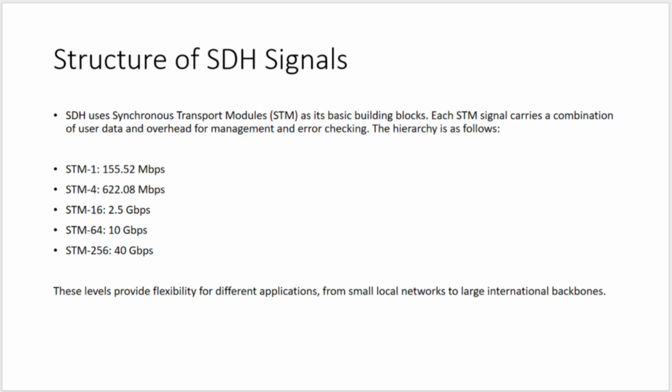So STM-1 is basically the basic unit of SDH, and STM-4 is 4 times the capacity of STM-1, and STM-16 is 16 times the capacity of STM-1, and STM-64 is for high capacity data transport, and also STM-256 for extremely large scale networks. Each STM signal is divided into smaller containers that carry a specific payload, enabling multiplexing of different data types.